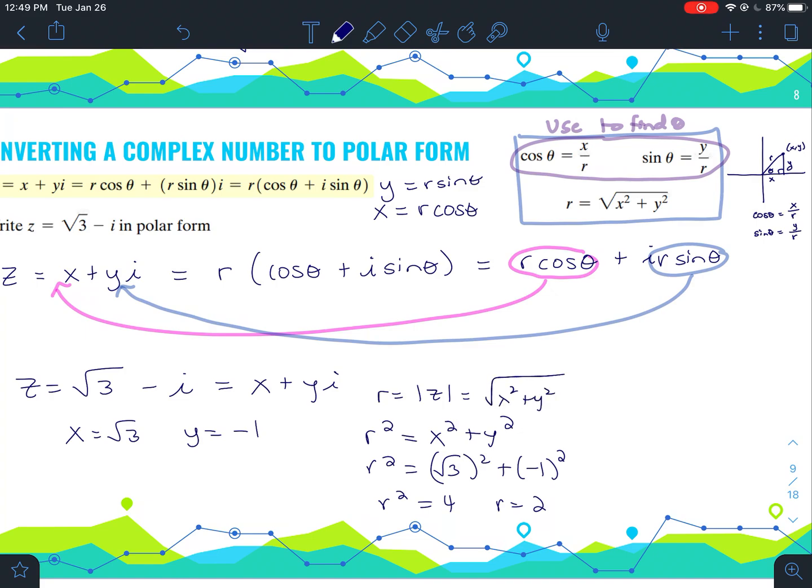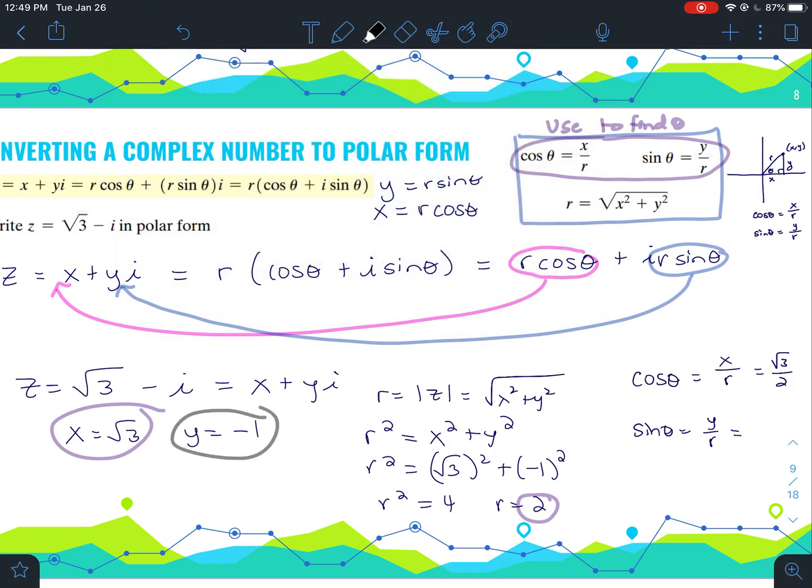So now we have r. Now we need to find the angle. Well, we know that the cosine of theta is equal to x over r, and the sine of theta is going to equal y over r. Well, x over r, we know x was the square root of 3, and now we know r is 2. So the cosine of theta is going to equal the square root of 3 over 2. And the sine of theta is going to equal y over r. Well, y was negative 1, and r is 2, so that's going to be negative 1/2.